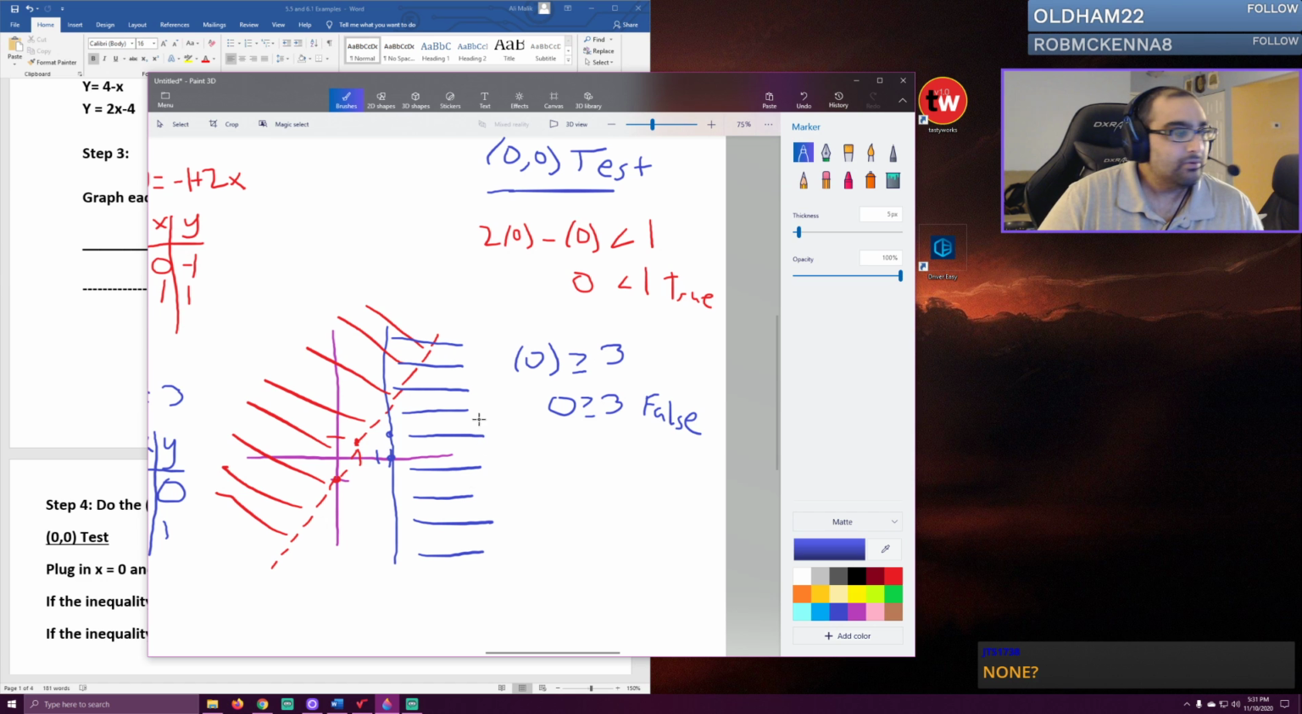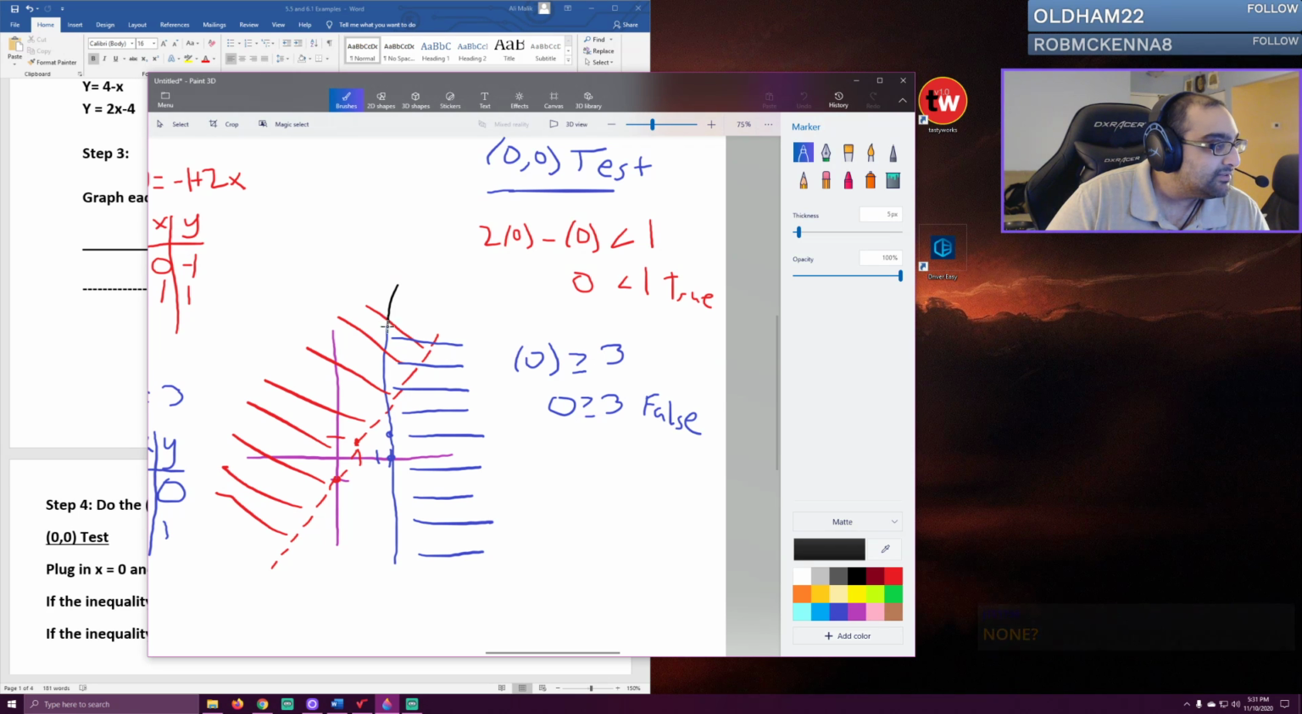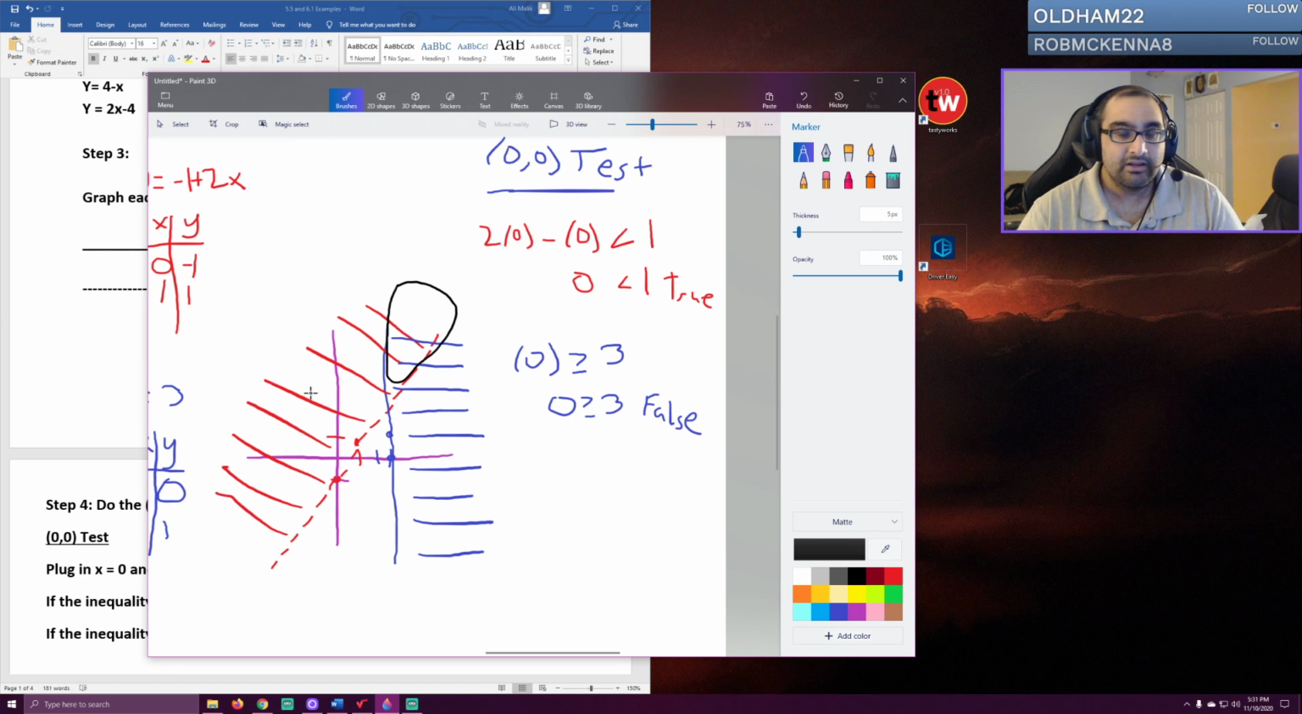And so what we see is, where does the red and the blue regions overlap? Well, it overlaps in that very small region right up here. It's a very thin, narrow region here, but this thin, narrow region up here is going to be our solution set for this particular problem.